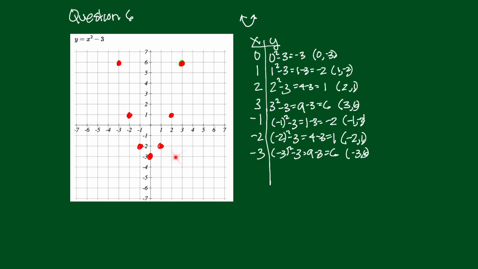Out 3, 1, 2, 3, square it, that's 9. So 1, 2, 3, 4, 5, 6, 7, 8, 9. Same thing on this side. Out 3, square it, up 9. Now, as best you can, draw a smooth curve through these points.